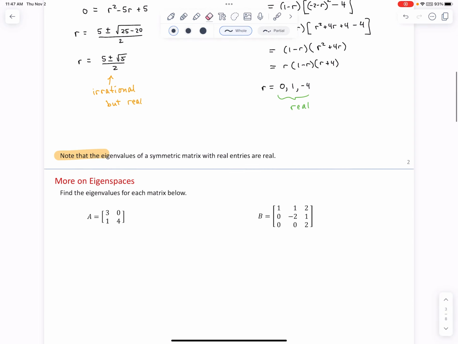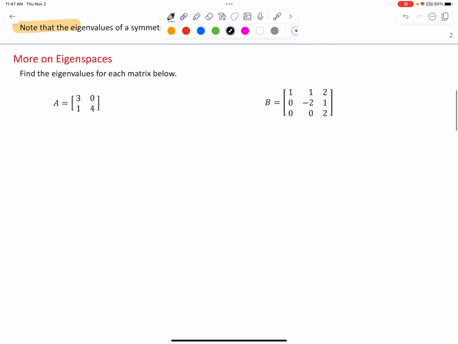Okay, let's go to the next page. Find the eigenvalues for each matrix below. Now this is a 2 by 2 matrix, but notice it has a 0 off the main diagonal. So technically this is a lower triangular matrix. Remember, to be a lower triangular matrix, you must have zeros above the main diagonal, everywhere above the main diagonal, and the main diagonal and below the main diagonal can be whatever.